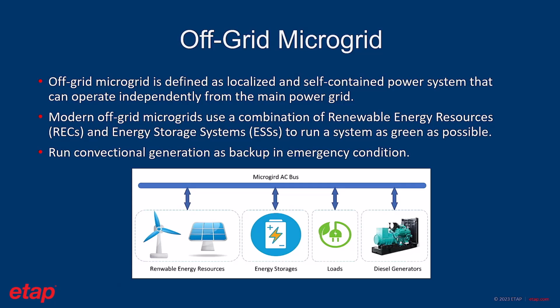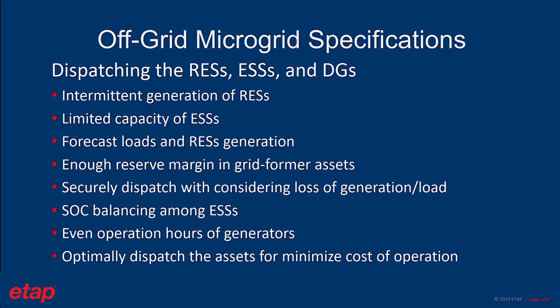However, in these microgrids, the conventional generation like diesel generators can be considered as a backup generation assets in case a failure happens for either renewable energy resources or energy storages. There are several specifications in renewable-dominated off-grid microgrids that need to be considered to dispatch the assets. In such microgrid, renewable energy resources are not fully dispatchable during the day. For instance, the PV maximum generation happens during the noon, while the PV doesn't have any generation during the night.